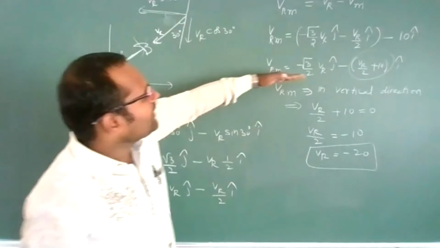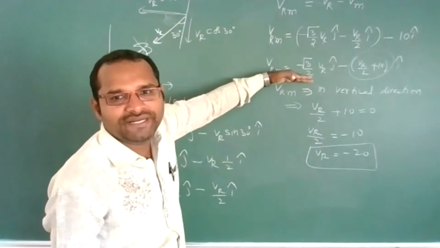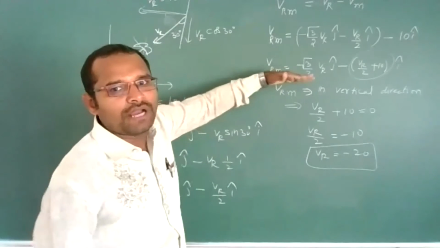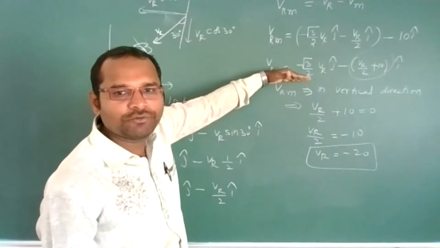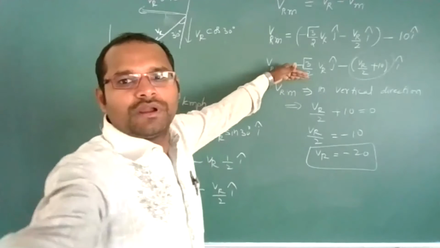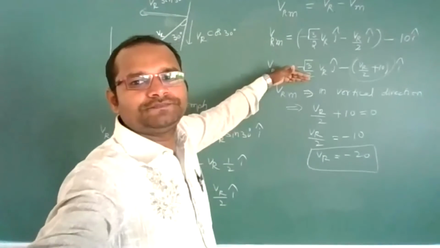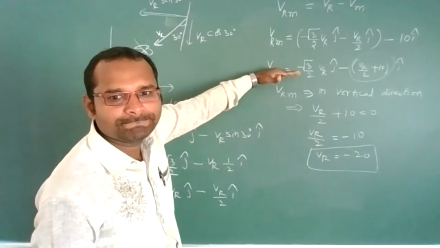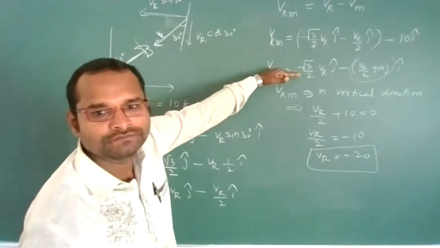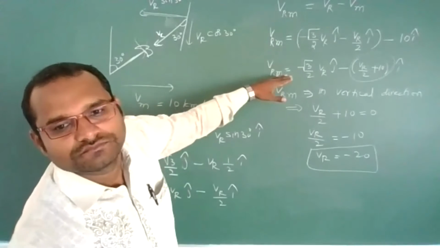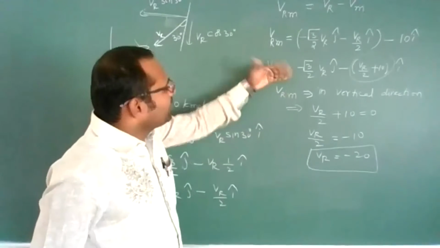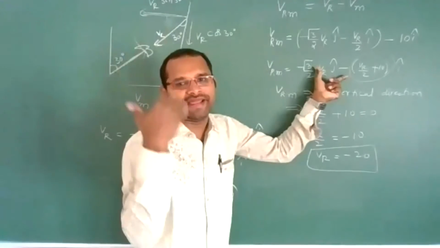See, first I have calculated up to here. Up to this point clear, no, all of you? Some students are saying that they are not understanding. Okay. Up to here, understood, no? Up to this point, is it okay? Yes, sir. Okay. Now this is velocity of rain with respect to man.